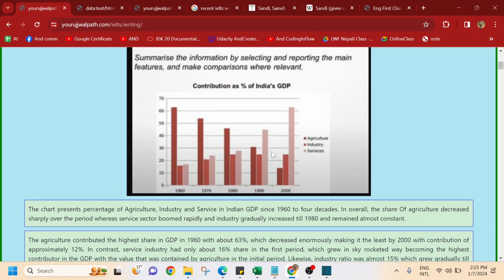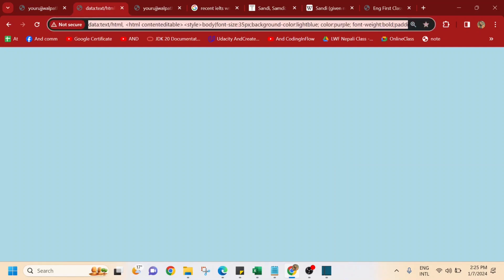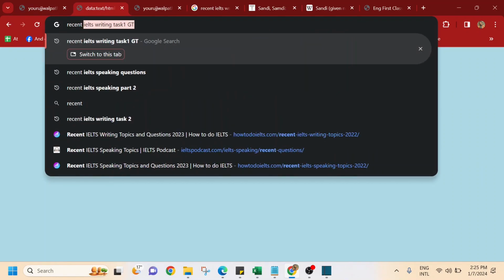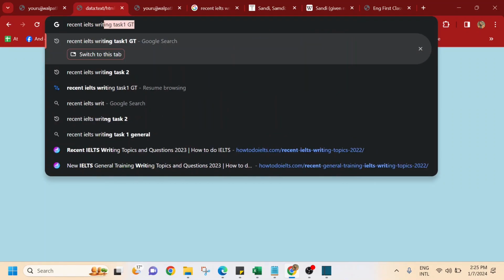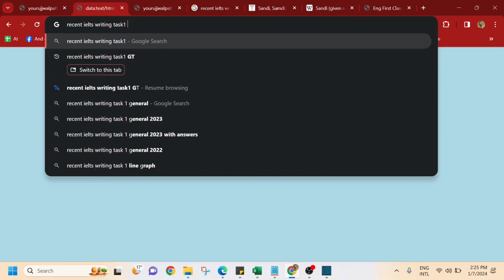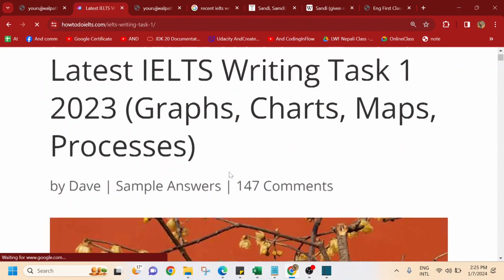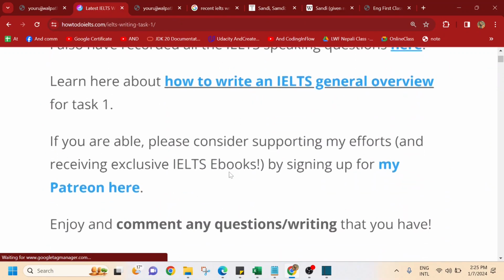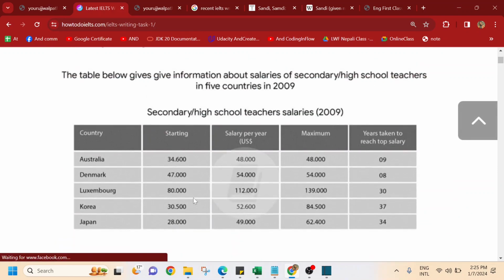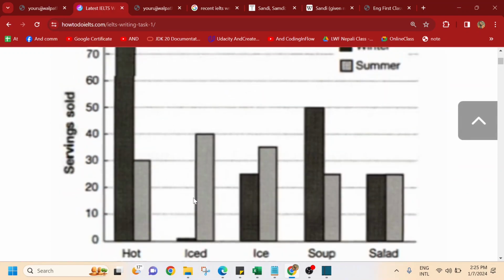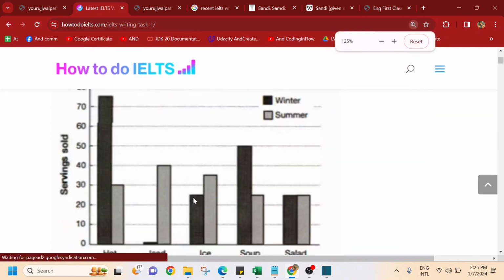Do any questions with the bar graph? For this one, I would advise you to search for recent IELTS Writing Task 1, not GT, just Writing Task 1. You could get this website, how-to kind of thing, and it provides you the latest questions from IELTS. So there are lots of questions. We do have a table for now, and this is a bar graph. Let me make it a little smaller.